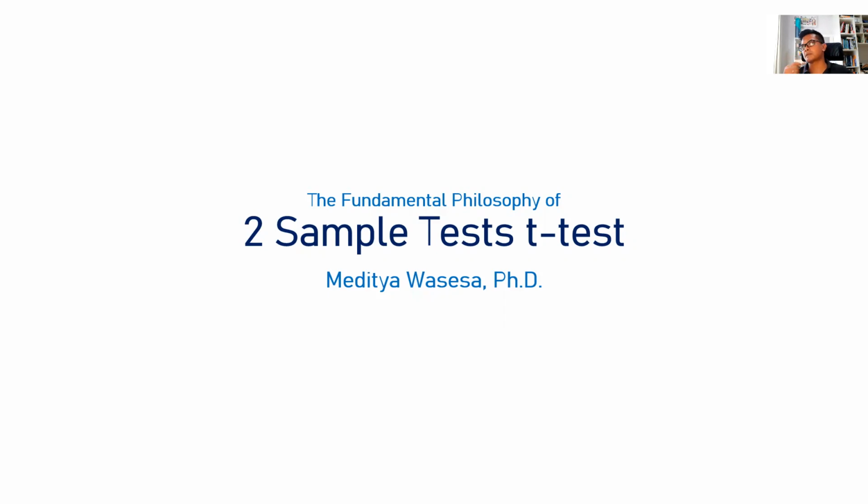We are going to talk about two sample tests using the t-test. In the previous series of videos, we discussed one sample tests, hypothesis statements and hypothesis testing using one population and one sample. But in this series of videos, we are going to discuss hypothesis statements, hypothesis testing, and how to construct a confidence interval for a claim concerning two different populations. Without further ado, let's first discuss the fundamental philosophy of hypothesis and hypothesis testing.